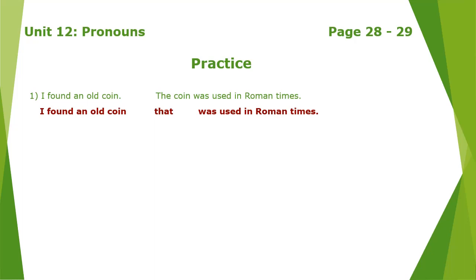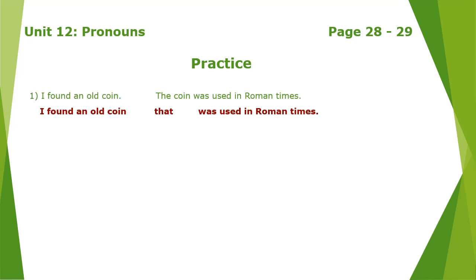Coin يعني العملة النقدية اللي هي العملة الصغيرة الحديدة. Okay, this is coin. So coin is a thing. It means I'll use that or which. So I put that, and then the second sentence I don't start it from the beginning. I delete the repeated words.